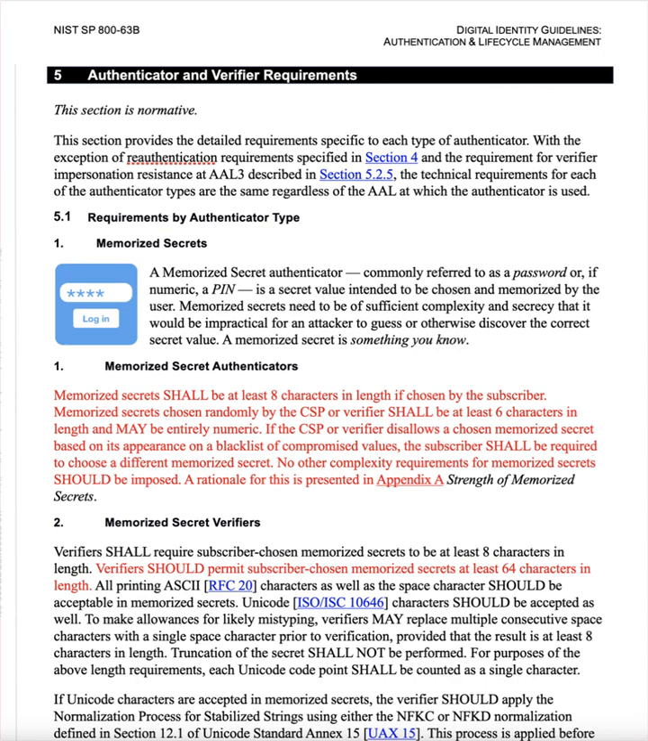Okay, so next we will discuss the authenticator and verifier requirements. As we showed on the slide, there are different types of authenticators. So let's see what the recommendations are regarding those.